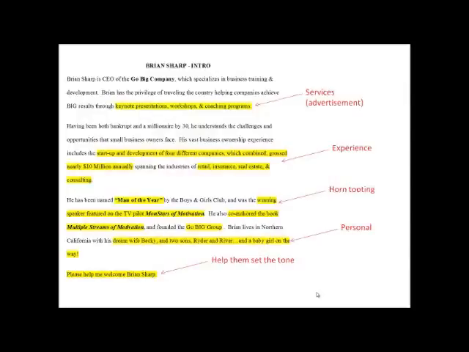And here's the really funny part. Okay, this might seem kind of weird, but at the very bottom it says, "Please help me welcome Brian Sharp." Now you might wonder why I would put something on there like that. I didn't used to do that, and then people would get to the very bottom of the introduction, and then they kind of turn at you and go, "Okay," you literally have to tell them what to say.